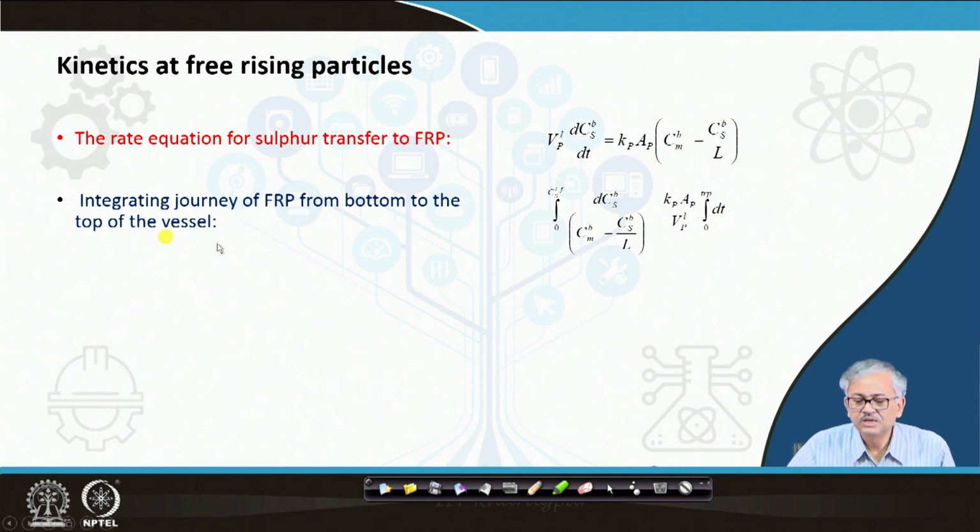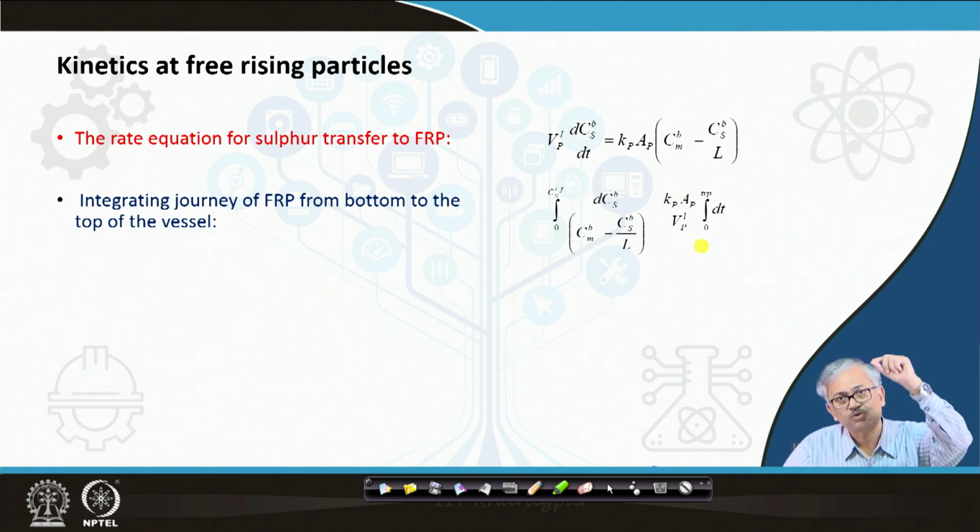So, and then if you can integrate it during its journey, basically CSB initially, that is the concentration of the impurity, is initially 0 in the powder particle, that is why 0. At time t is equal to 0, basically, not time is equal to TRP, TRP means after the residence time, TRP means when the particle will reach the top slag, that is called the residence time of the particle.